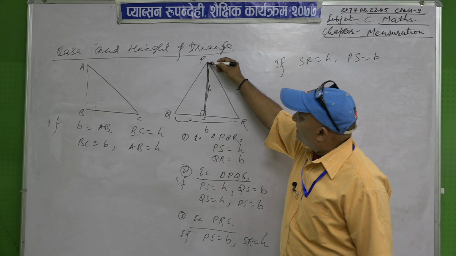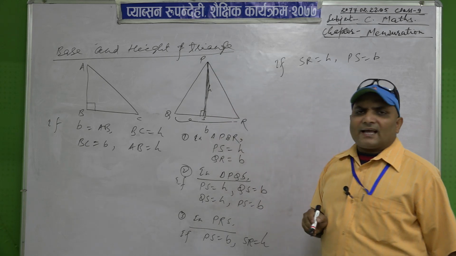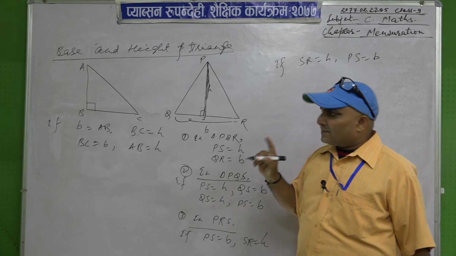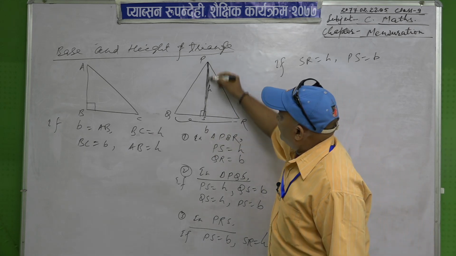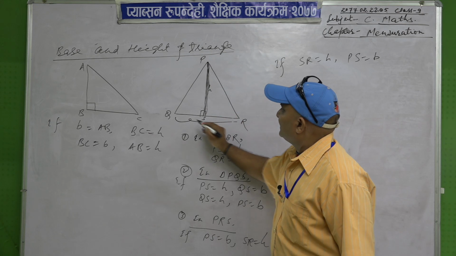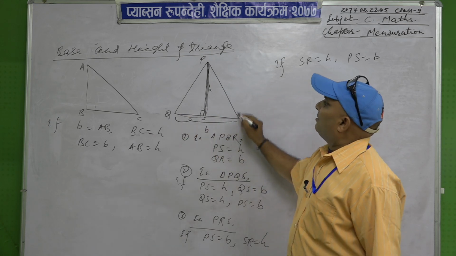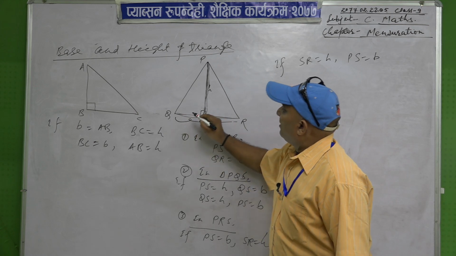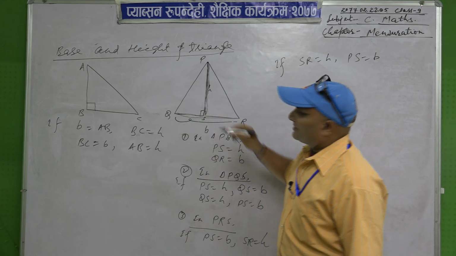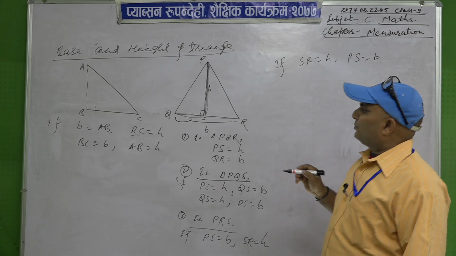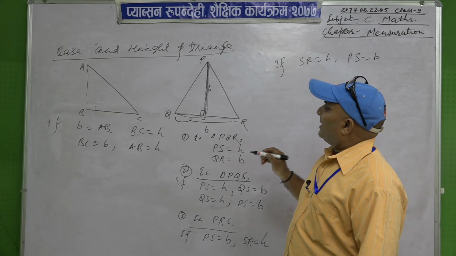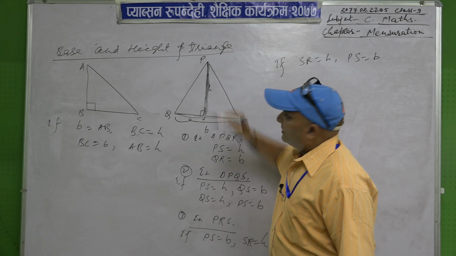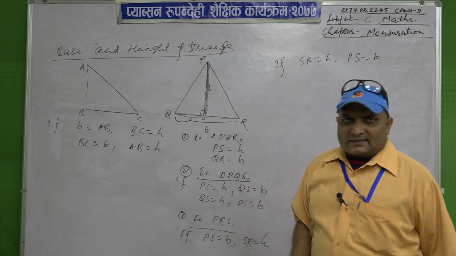So in this figure, PS is the height of all three triangles. If this is the height, then this is the base of the big triangle. If this is the height, then this is the base. In this way, you should know that to be the altitude or height of a triangle, there must be a perpendicular line drawn from the vertex to its opposite side.